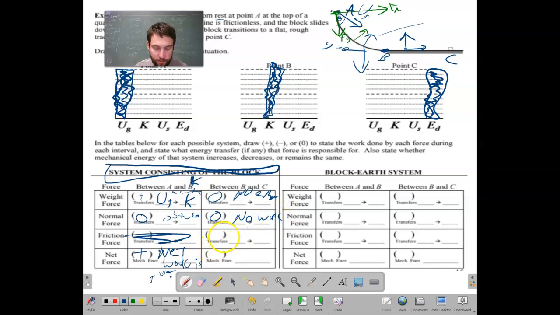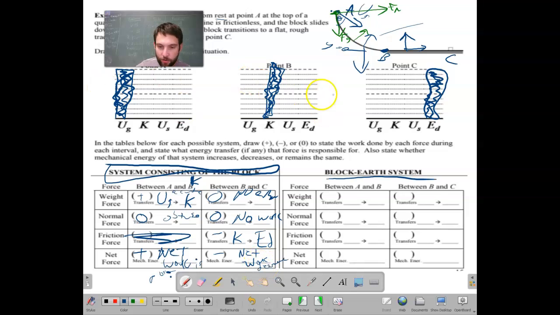Frictional force here is stealing that energy. That's what's slowing it down. It's transferring the kinetic energy that we have at point B into dissipated energy. The total mechanical energy is going to decrease because we have dissipated energy. So the total mechanical energy decreases, which means our net work is negative or decreasing.